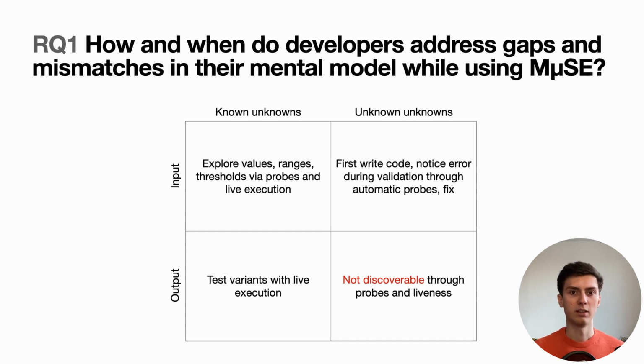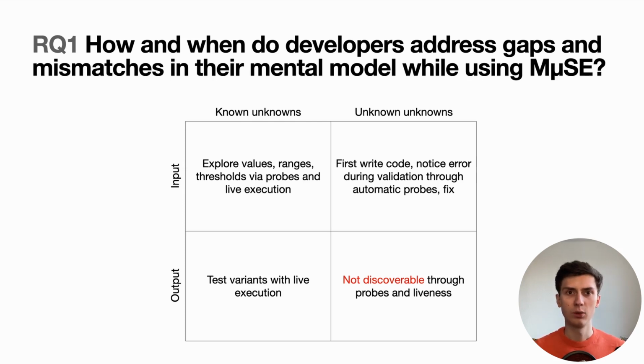Input would, for instance, be reading from a light sensor, and output would be driving the motor. Known unknowns and unknown unknowns for input were mostly answered using probes. Developers actively wrote code that was easily observable by probes, and automatic probes, which were praised, would show unexpected values even when the developer was not actively testing. Known unknowns for output were tested through executing code and observing it in the physical environment. This process was sped up through live reload.